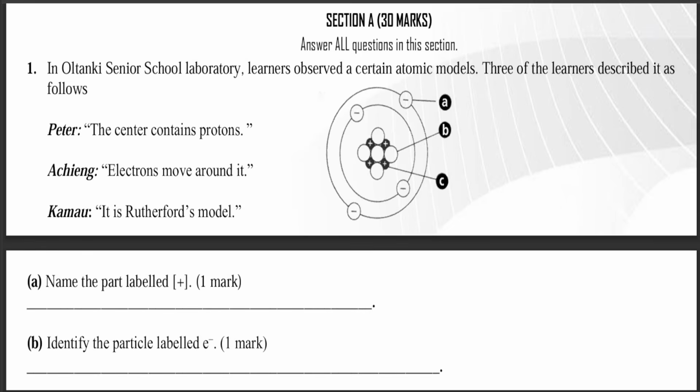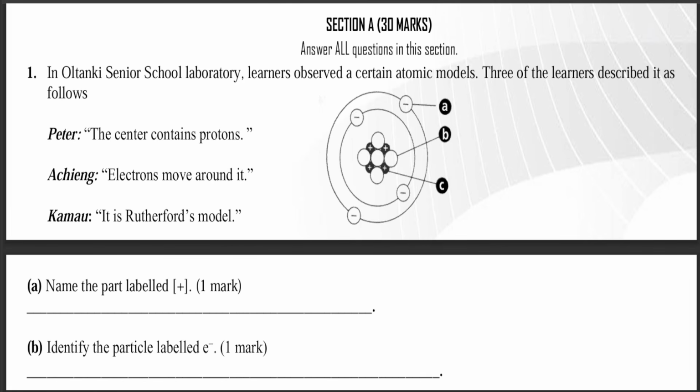Now, question 1. In Oltanki Senior School Lab, learners observed a certain atomic model. Three of the learners described it as follows. The center contains protons. A chain of electrons move around it. It is Rutherford's model.